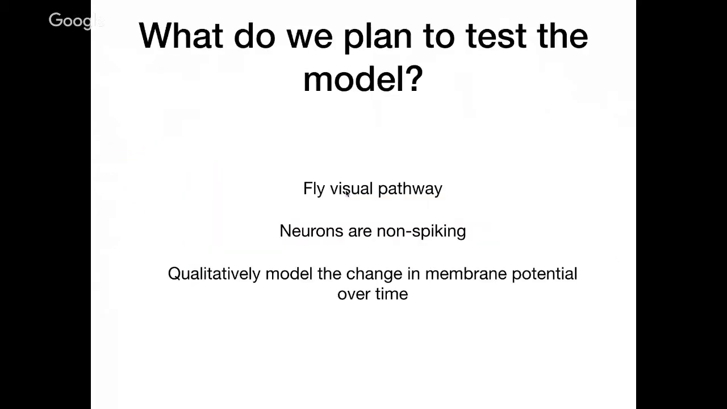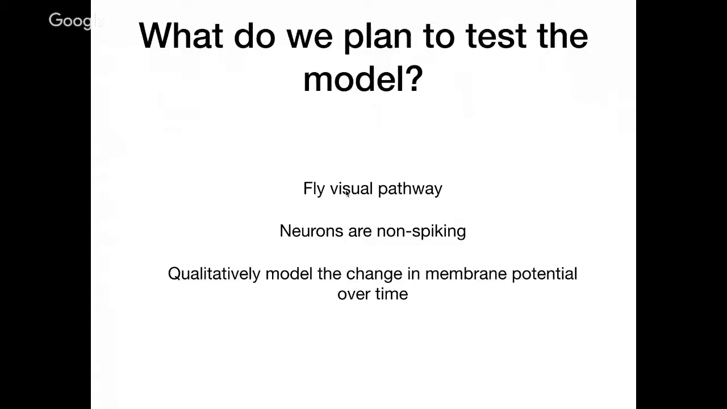So to start out, I'll give you a little background of what we modeled. The area of the fly that we worked on was the fly visual pathway, where the neurons in this specific pathway are non-spiking. This is a fairly important assumption because it makes the modeling much simpler compared to spiking neurons.